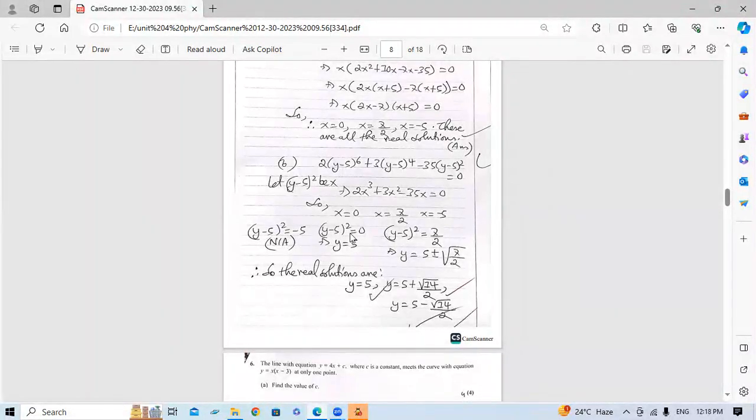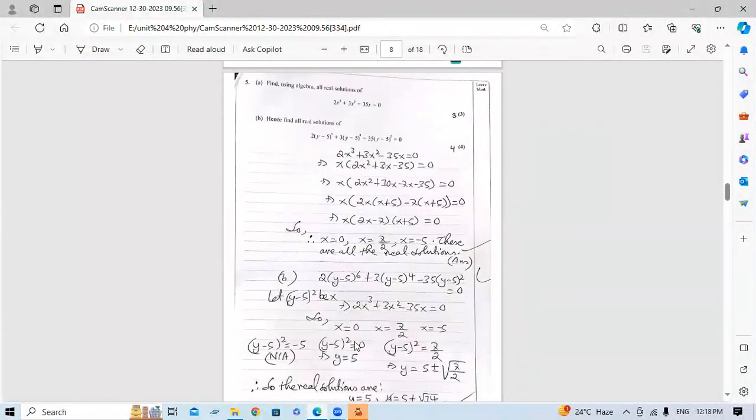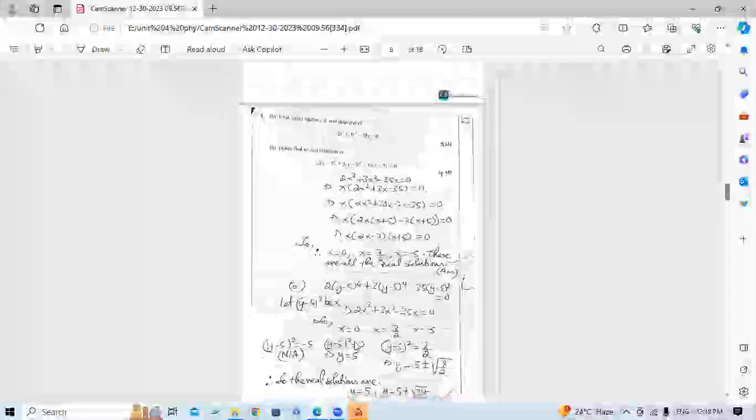(y minus 5) whole square equals 0, so y will be equal to 5. (y minus 5) whole square equals 7 by 2, so y equals 5 plus minus root over 7 by 2. So the real solutions are y equals 5, y equals 5 plus root over 14 by 2, y equals 5 minus root over 14 by 2. These are all the real solutions in this answer. You may take a screenshot for your own help.